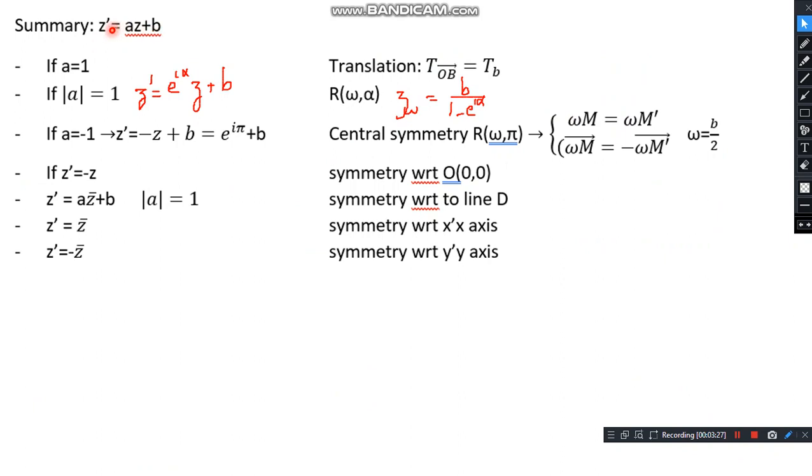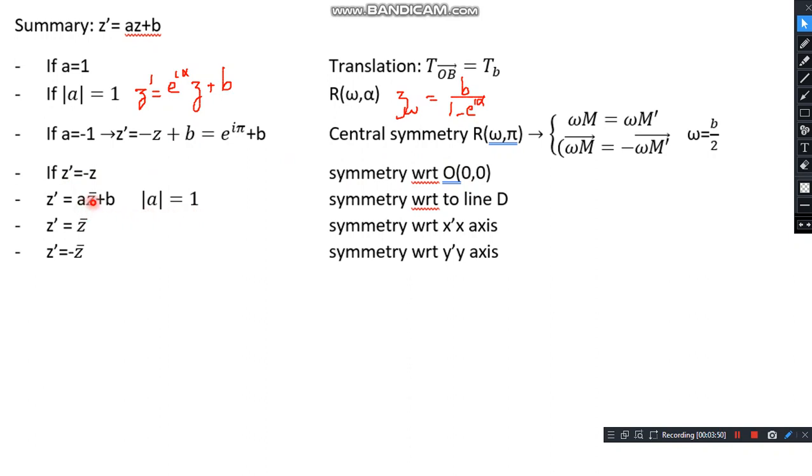Summary of what we covered. Suppose z prime equals az plus b. If a is 1, it's a translation. If you have z prime equals e^(i alpha) z plus b, we have a rotation where the center Ω is b over 1 minus e^(i alpha). If a is minus 1, you have central symmetry of center b over 2, as we said. And if z prime equals minus z, here the center will be the origin.